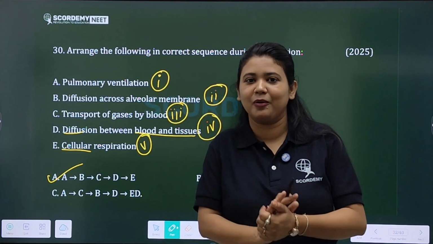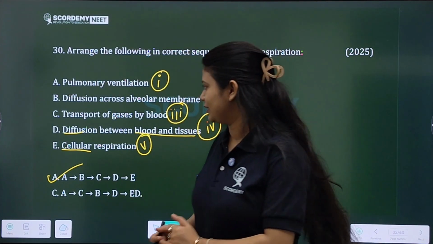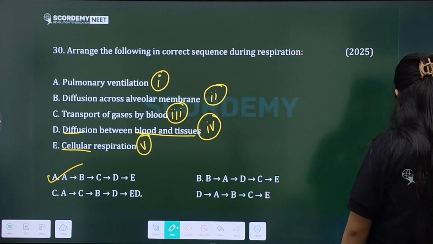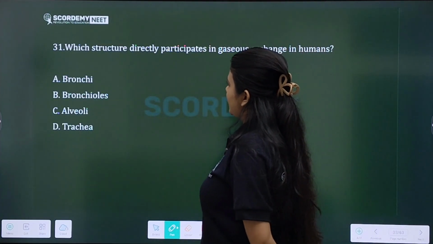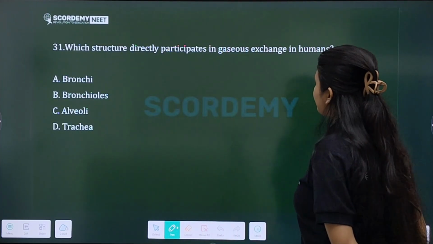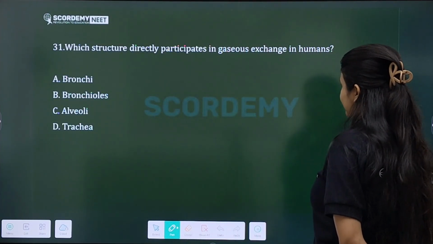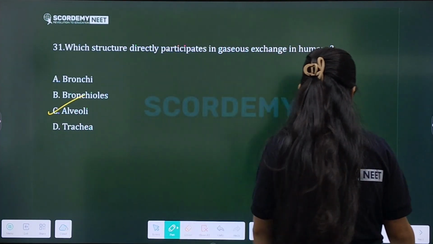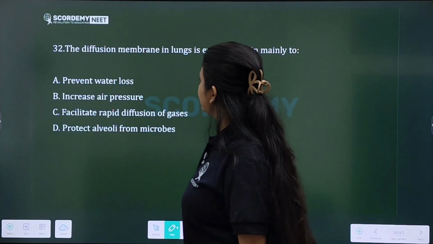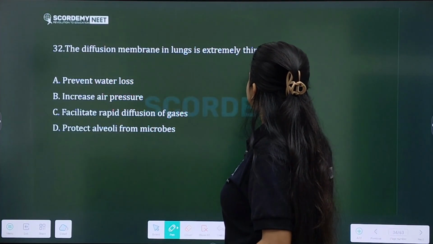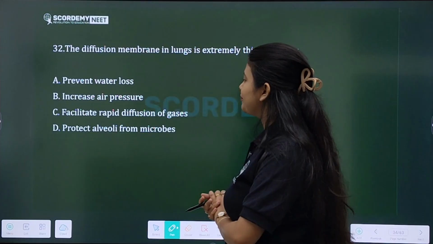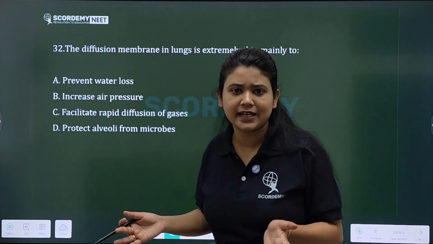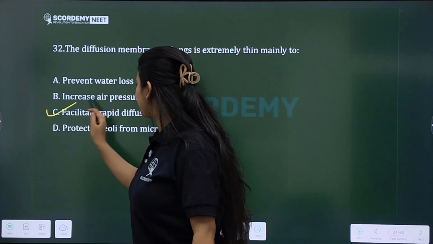This is the entire process, isn't it? This is the entire process of your respiration. In short, which structure directly participates in gaseous exchange in humans? This is alveoli. The diffusion membrane in lungs is extremely thin, mainly the alveolar walls, these are thin in order to facilitate rapid diffusion of gases.